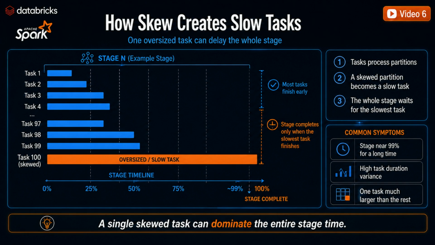In Spark UI, this often looks like a long tail in task duration. You may see 99 tasks complete quickly, but task 100 takes much longer because it is processing a skewed partition. This is why skew can make a job feel stuck. The cluster is not completely frozen. It is simply waiting for the slowest task to finish. A single skewed task can dominate the entire stage time.